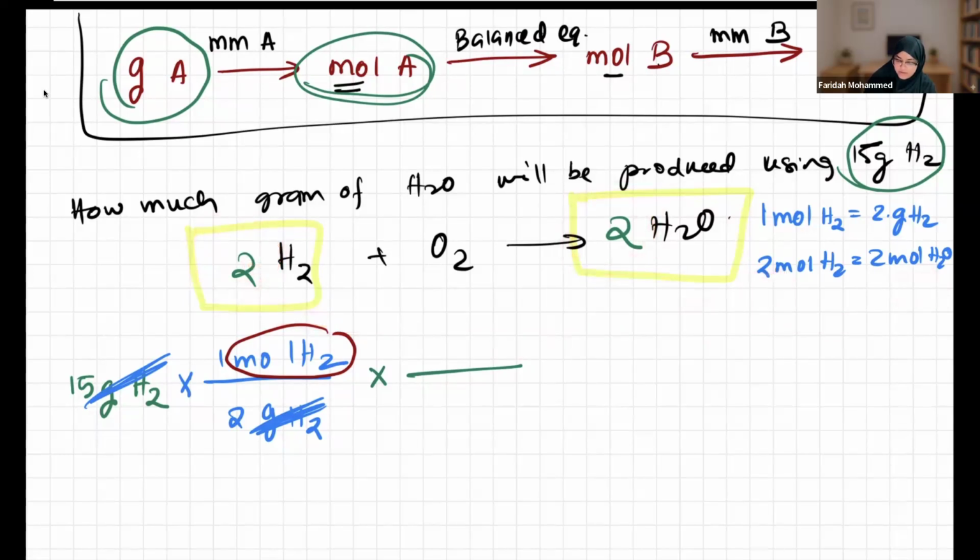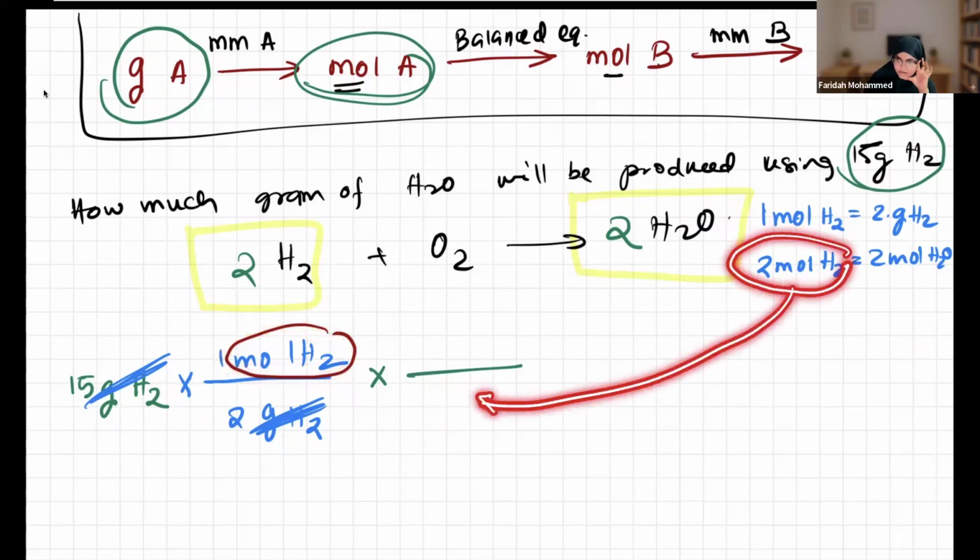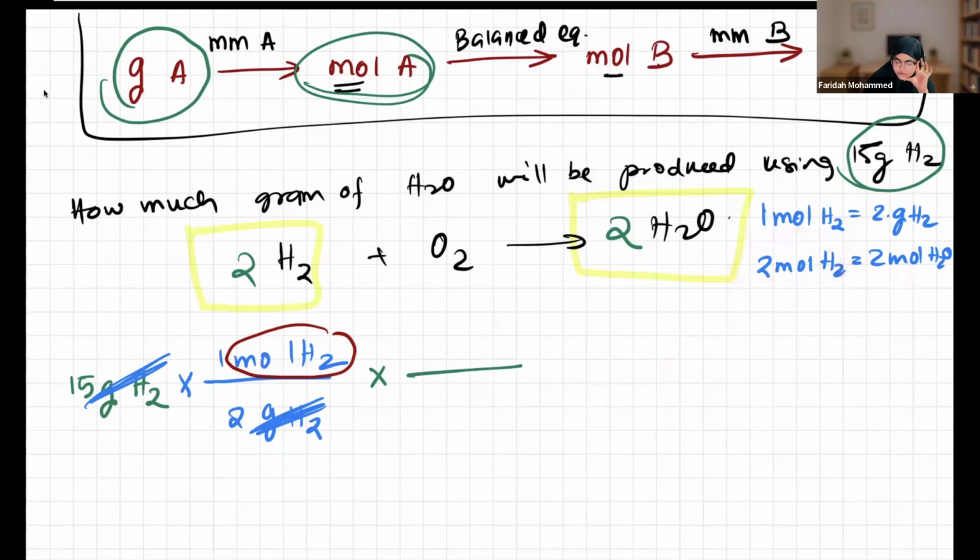Okay, Sana, what do you think is going to go on the bottom and what's going to go on the top? Look at what you have here. You have moles of hydrogen, right? So you want to cancel that. What's going to go on the bottom then? 2 moles of H2 then? Yes. Okay. This is going to go on the bottom. This is going to go on the top. Do you guys see it? So 2 moles of hydrogen goes on the bottom because we want to be able to cancel it.